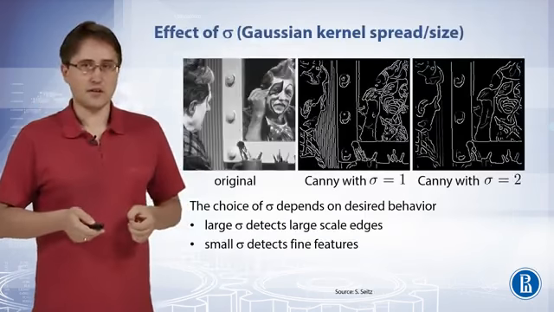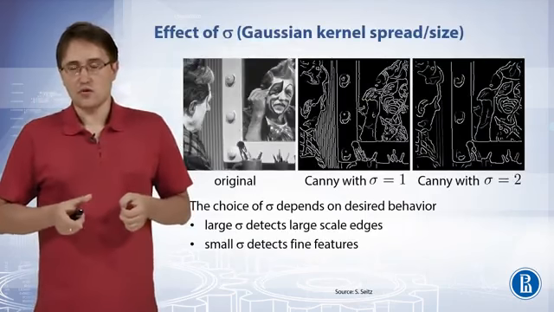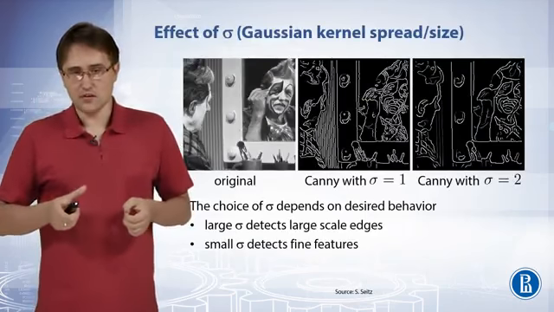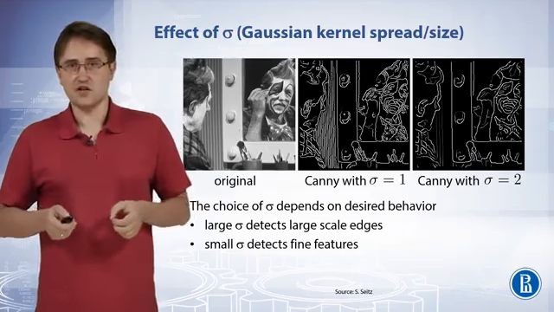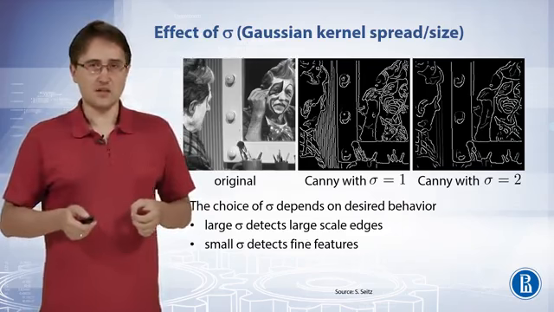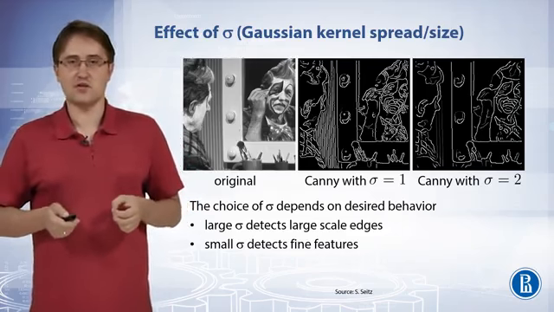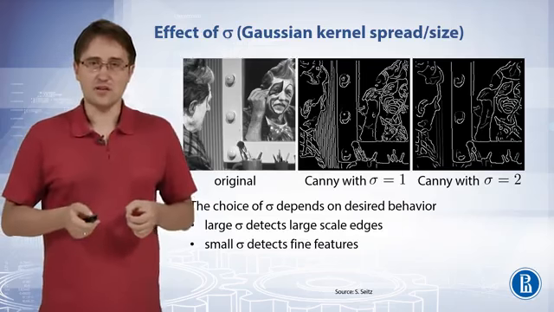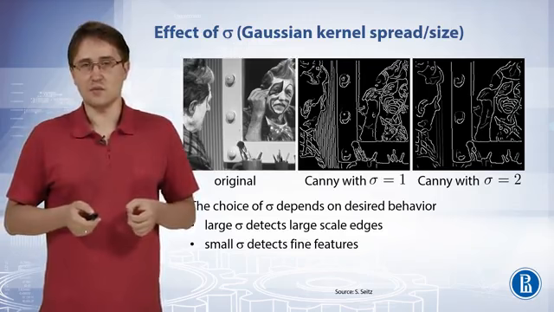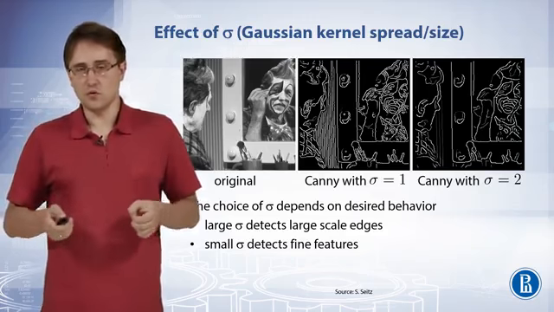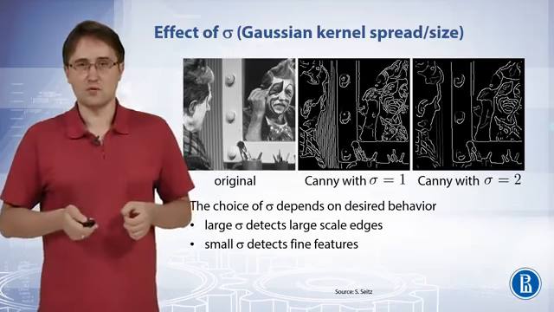By varying the sigma in gradient computation, or the size of Gaussian smoothing, or the size of derivative of Gaussian filter, we can detect edges on different scales. Large sigma detects large-scale edges. Small sigma detects fine features in images. In this example, you can see that increasing sigma from 1 to 2 removes vertical lines originating from stripes on the wall.